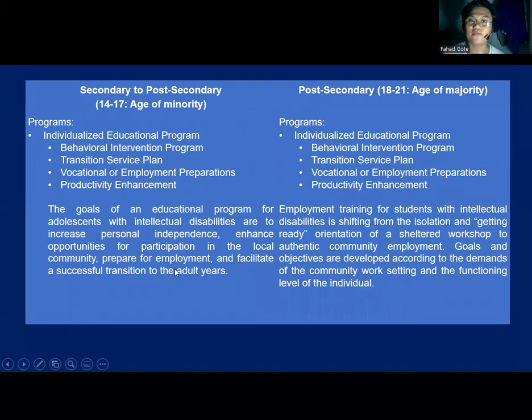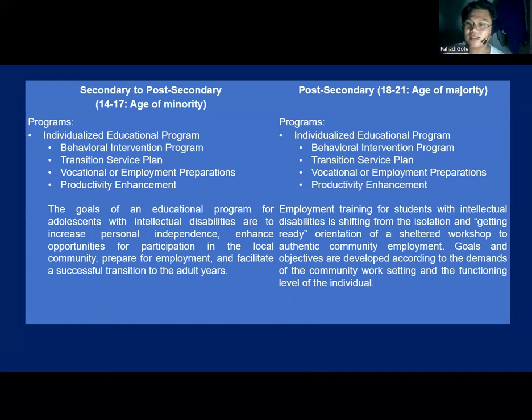And for the secondary to post-secondary, age 14 to 17, it is the age of minority, and the program is the individualized education program. So the goals of an educational program for adolescents with intellectual disability are to increase personal independence, enhance opportunity for participation in the local community, prepare for employment, and facilitate successful transition to the adult years.